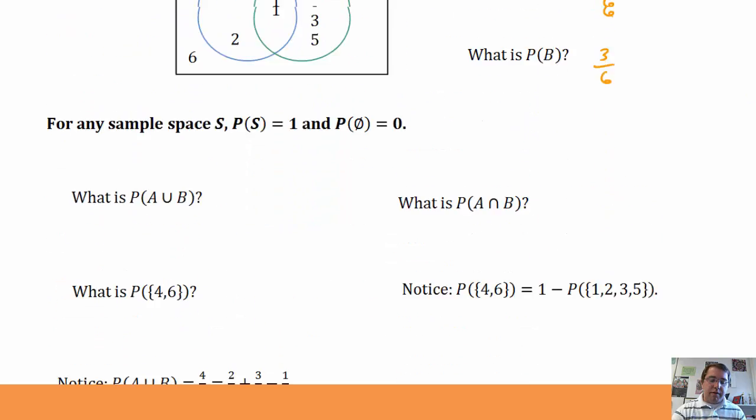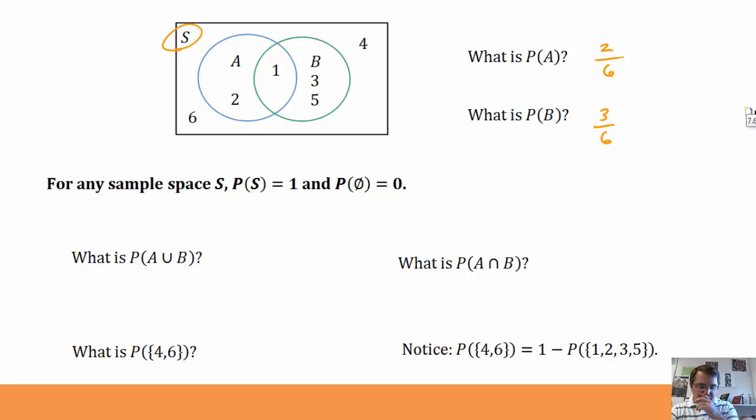So what is the probability of A union B? Well, A union B is anything that's in A or B. So that's 1, 2, 3, and 5. So that's 4 out of 6. What's the probability of A intersection B? That's only 1 out of 6. What's the probability of the set 4 and 6? Well, there are 2 elements in that set out of 6 possible elements, so 2 out of 6.